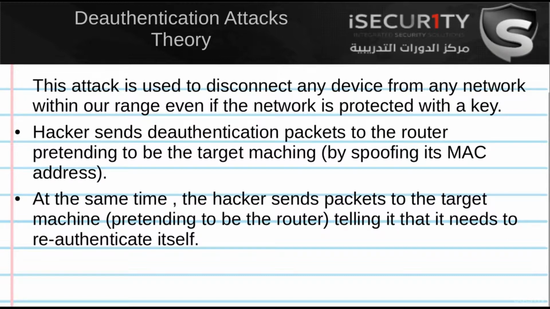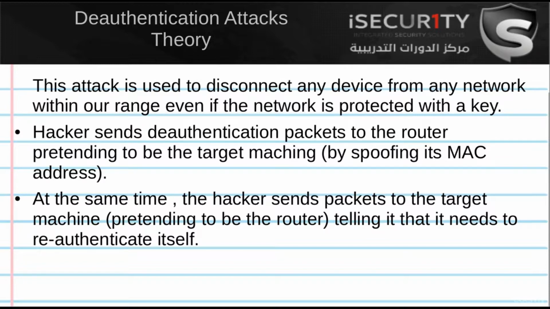To do this, we're going to spoof our MAC address to the target client's MAC address. The target client is the client that we want to disconnect. We're going to pretend to be him and send a deauthentication packet to the router, telling the router, I want to disconnect from you. At the same time, we're going to spoof our MAC address to the access point's MAC address, the router's MAC address, and tell the target client, you need to re-authenticate yourself. When we do this, we're going to successfully disconnect the target client.